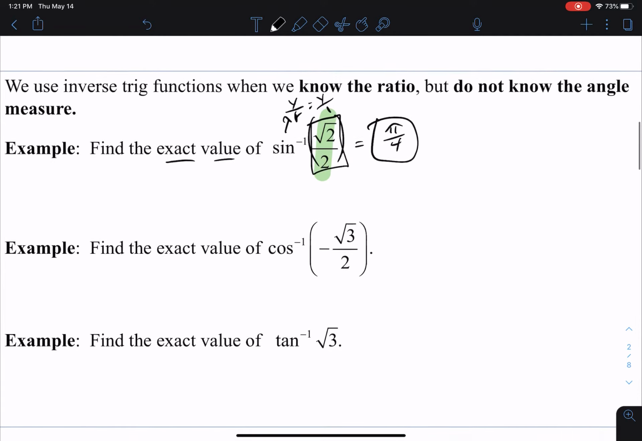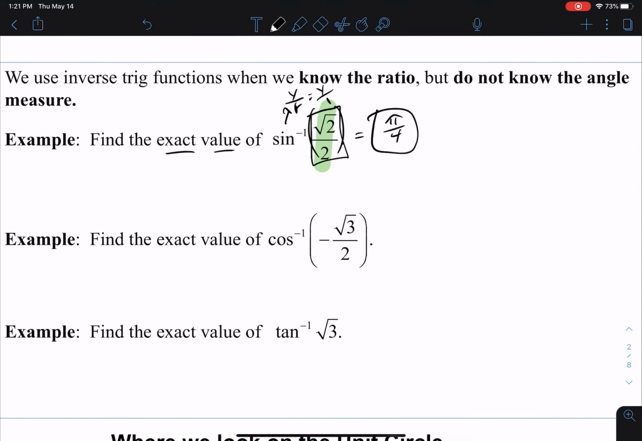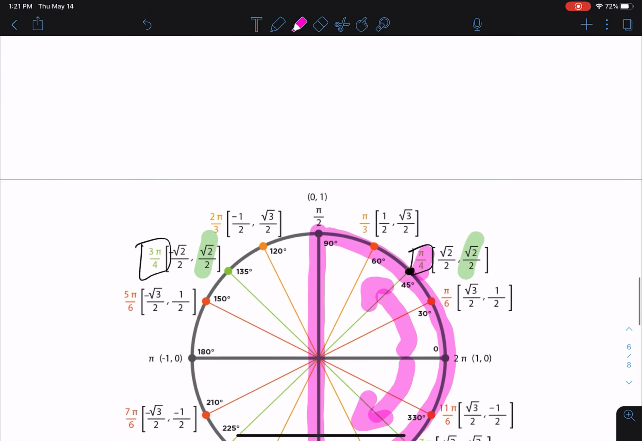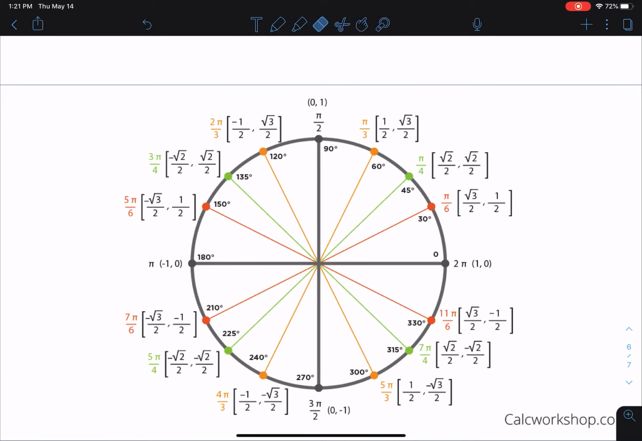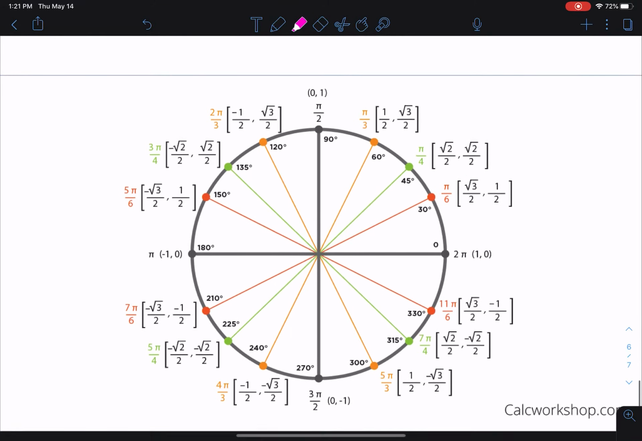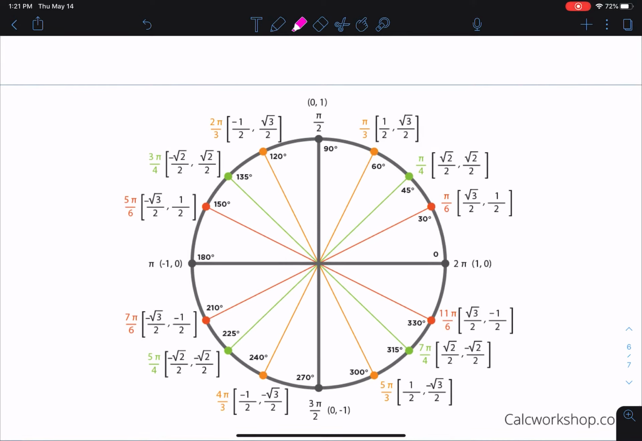Okay, so find the exact value of inverse cosine at negative square root of 3 over 2. Well, cosine is x over r, which is the same as x over 1 on the unit circle. So let's go find out where x is negative root 3 over 2. Let's go find it. There's one right there. There's one right there. I believe that's it. The rest are positive.